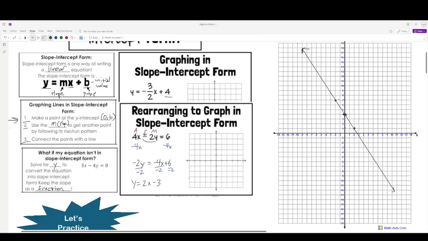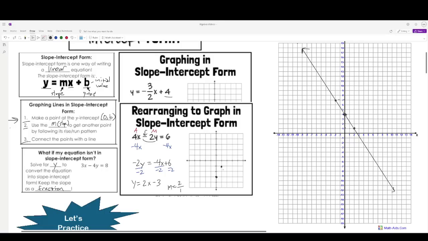So when we graph this, we have our y-intercept at 0, -3 right here. And we have a slope of 2. Remember that 2 means that my rise is 2 and my run is 1. So from my point at 0, -3, I do a rise of 2 and go up 2 spaces and right 1. So this would be my next point.